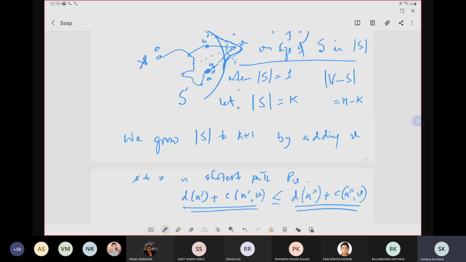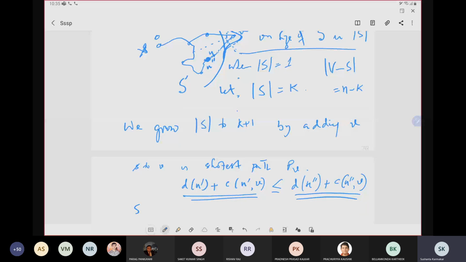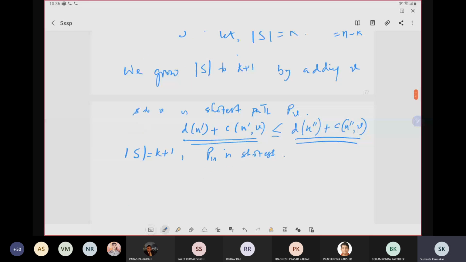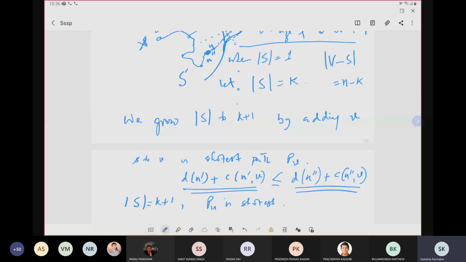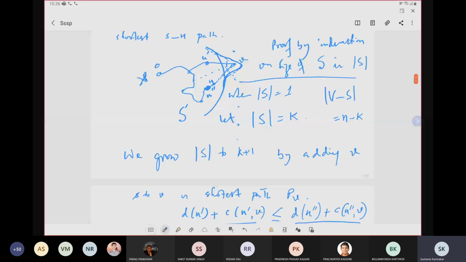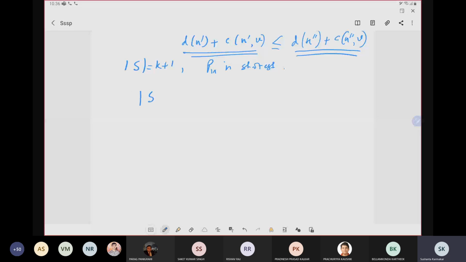So now, this step is okay. For S equal to K plus 1 also, PU is shortest, I can claim. Okay. So therefore, this is true. Therefore, by induction, this is true for all K, all K up to say N. So this is how we prove that when the algorithm terminates, S is equal to V, basically.